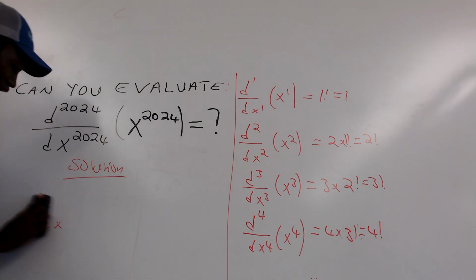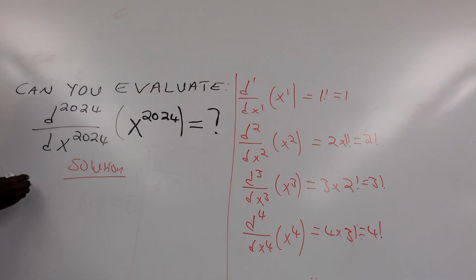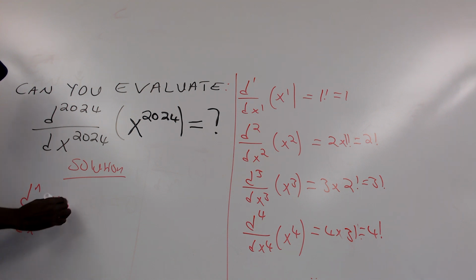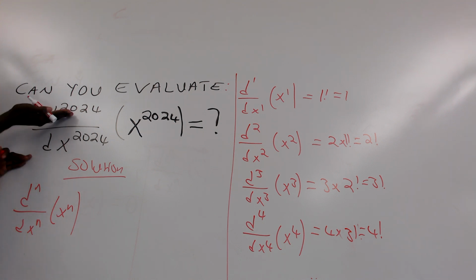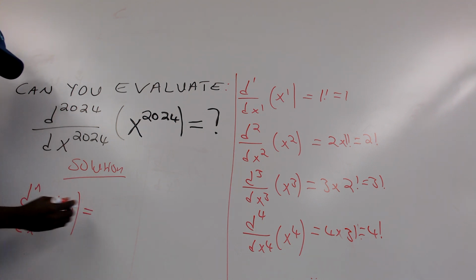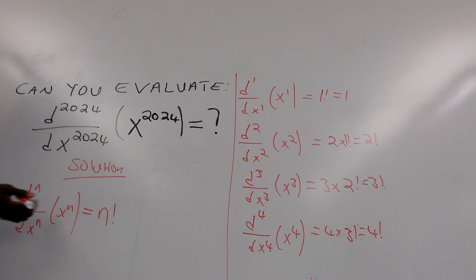Instead of this, let's consider the derivative d^n/dx^n of x^n. If we are able to have a result for this, we can as well have the result for this. So this is going to be n factorial. Just take the value of n as n factorial.